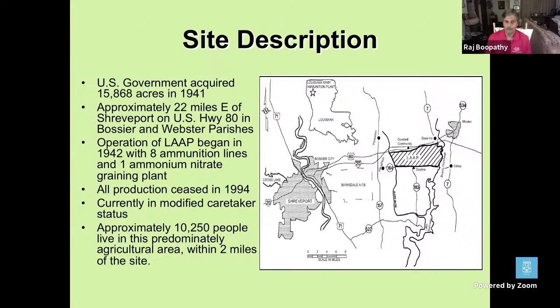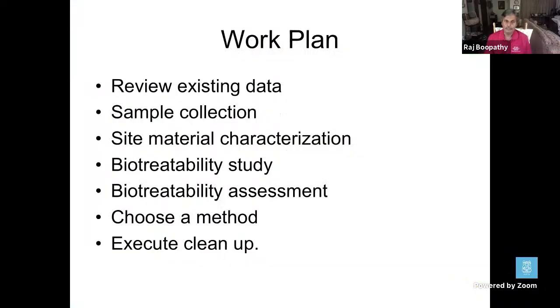So we got involved in doing some research at this particular site to look for how to clean up this site. So what we did was review the existing data.